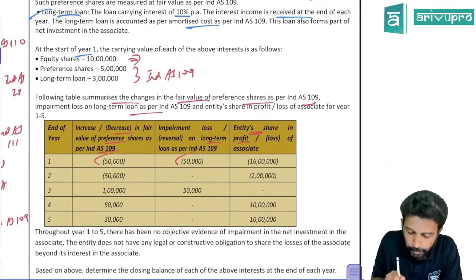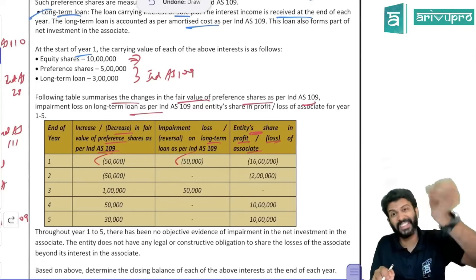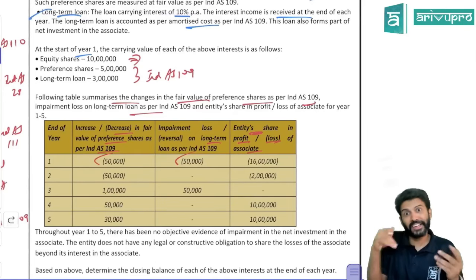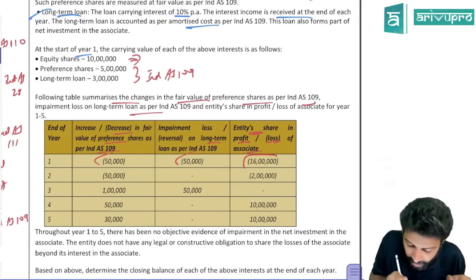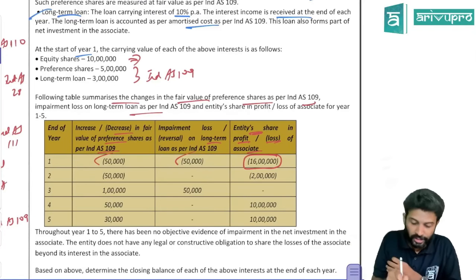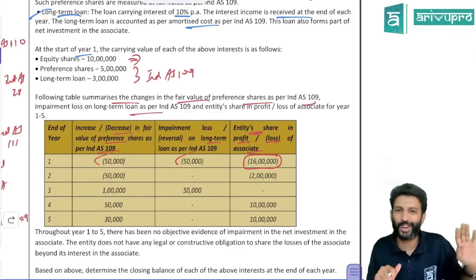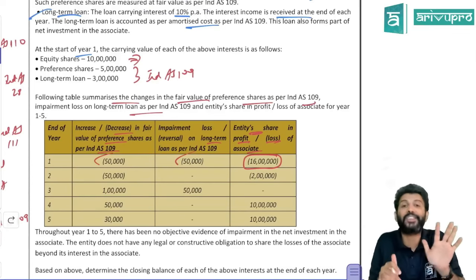Entity share in profit or loss of associate. This is not the associate's profit. They are talking about the entity's share in the associate's profit. So entity share only they have given. Okay, and it is what, sir? It is not profit. It is a loss. It is not the total loss. This 16 lakh is not the total loss of the associate. It is the parent's share of the associate's loss. It's the parent's share, or investor's share, itself is 16 lakh.